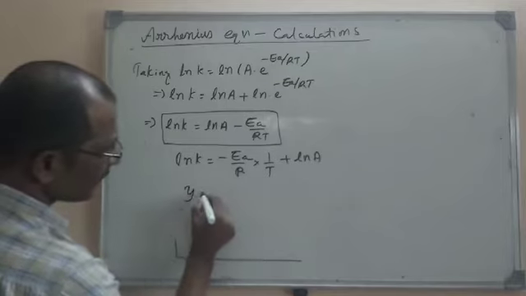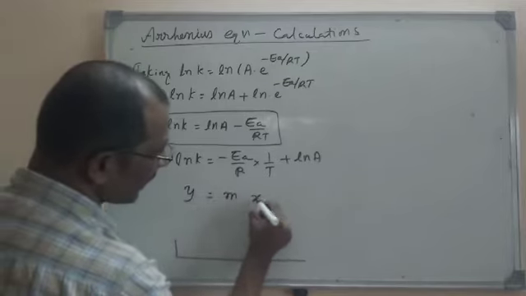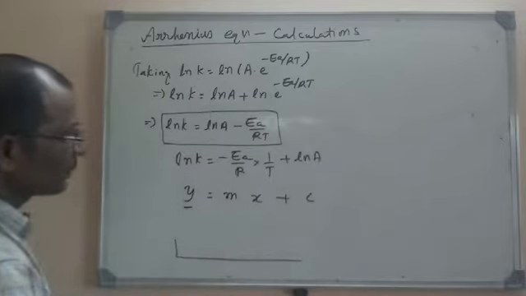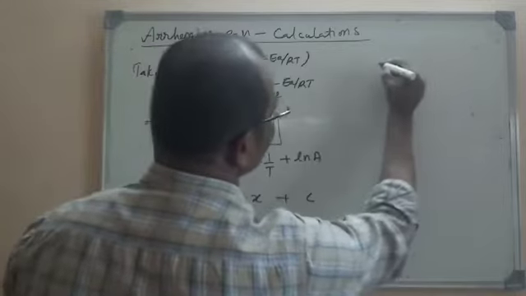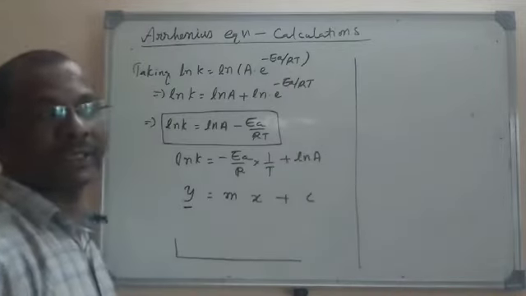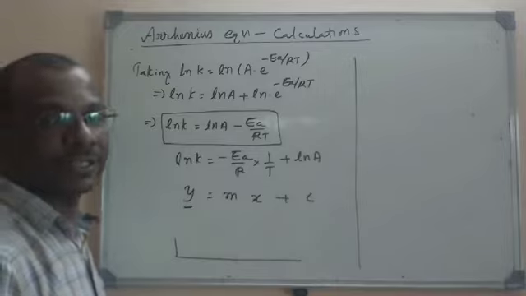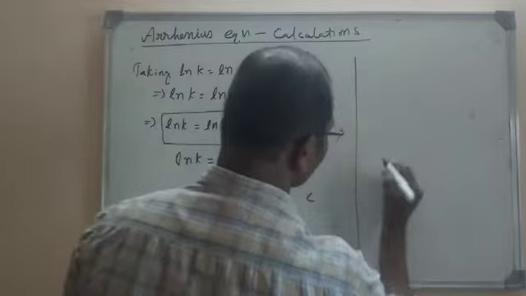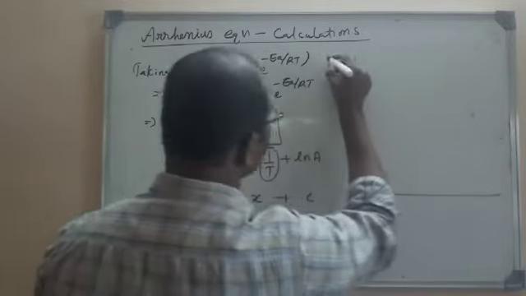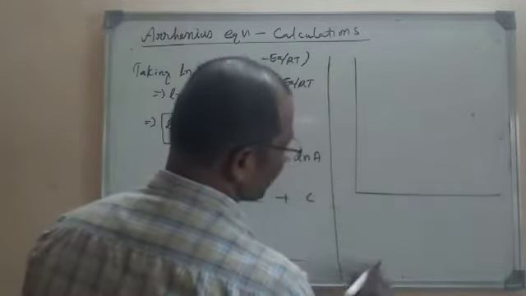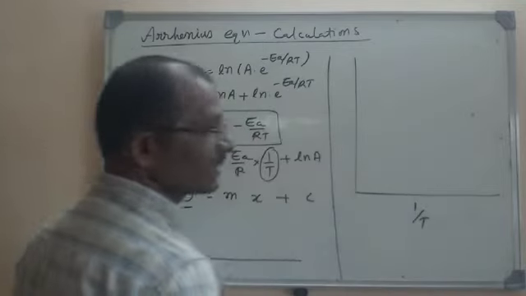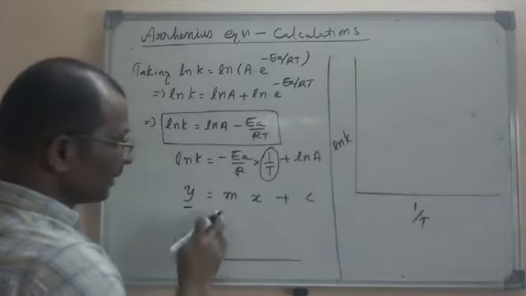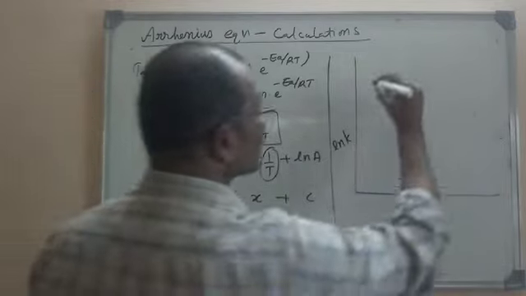It looks like y = mx + c. On the y-axis we take the ln k value. You know that k values depend on the temperature; when temperature changes, the k value also changes. And 1/T is taken on the x-axis. So I am plotting a graph by taking 1/T on the x-axis and ln k on the y-axis. It is a slope-intercept form, so we get a straight line.